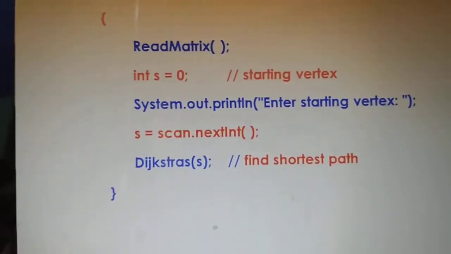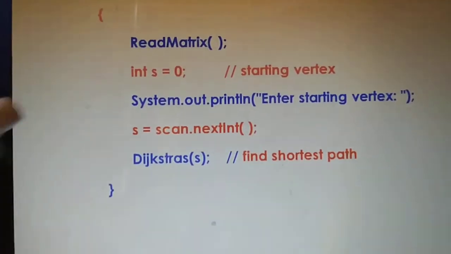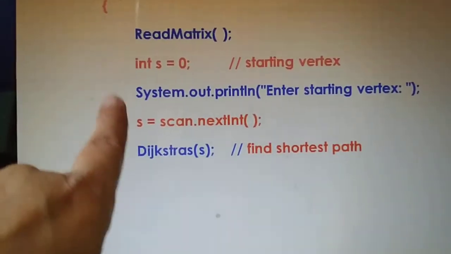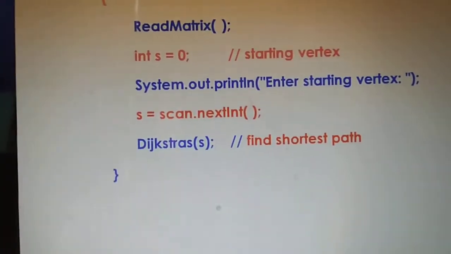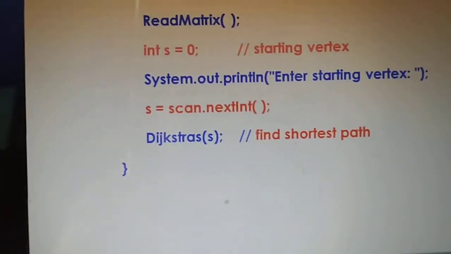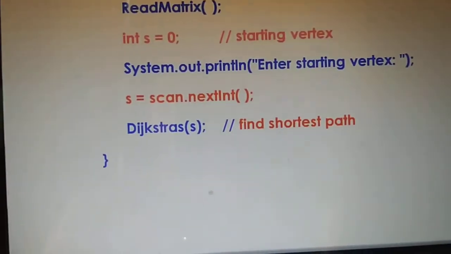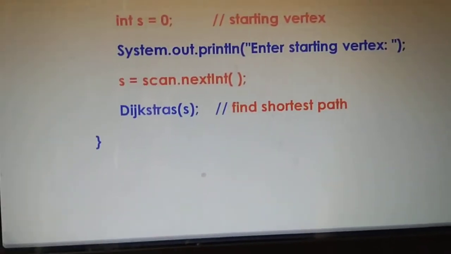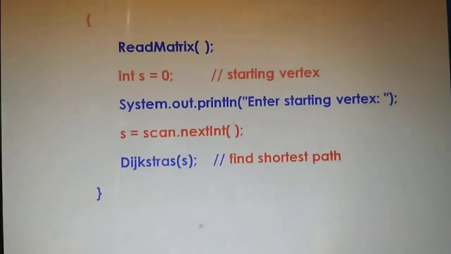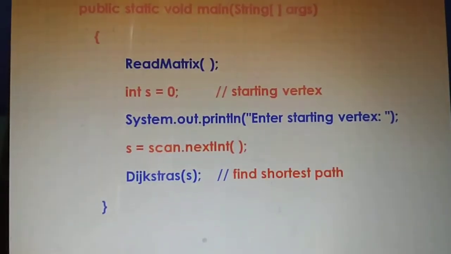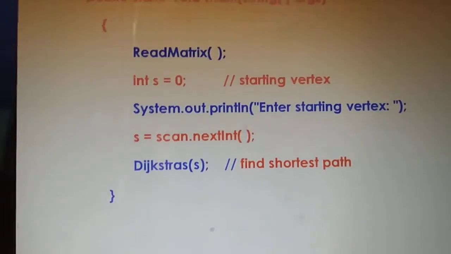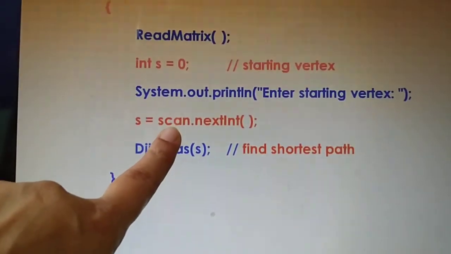And initially the starting vertex is considered as 0. If you want, you can keep this step, otherwise not required. Anyhow, we are entering the starting vertex here. By default, it is the 0th vertex. Otherwise, you can read it. Any vertex can be taken as the source vertex. It is not compulsory that A or node 1 should be the start vertex. Node 5 can also be a start vertex. So we are reading the starting vertex.